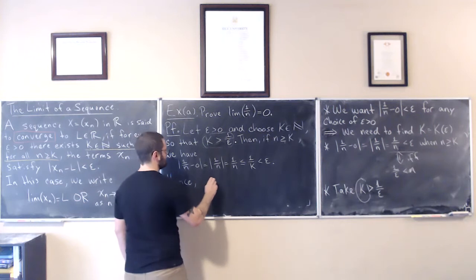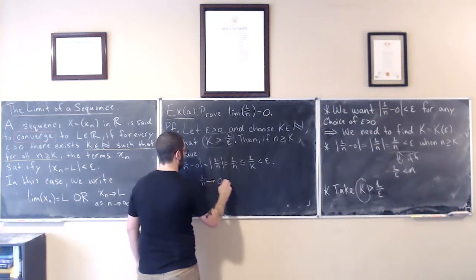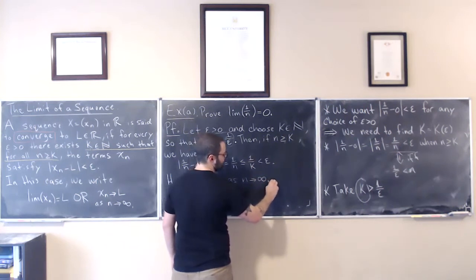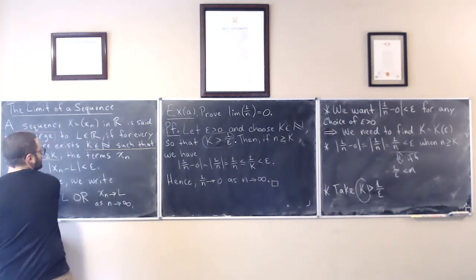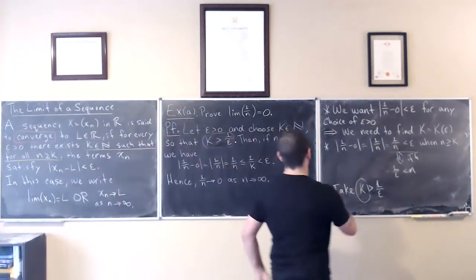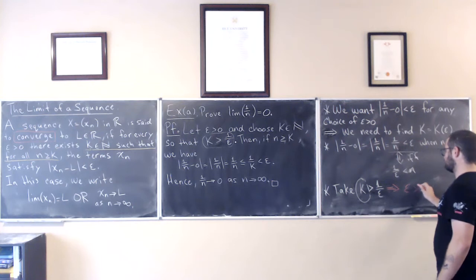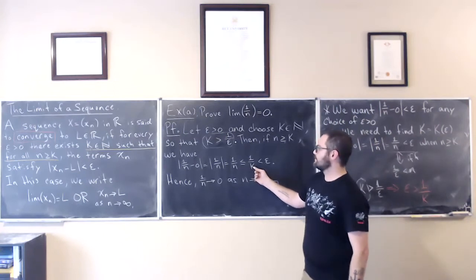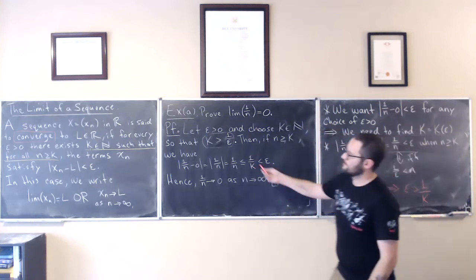Hence, 1 over n converges to 0 as n goes to infinity. Done. You see that, right? Like that piece right there, this implies that epsilon is strictly greater than 1 over k. So if n is greater than or equal to k, then 1 over n is less than or equal to 1 over k. But that is less than epsilon under this assumption.